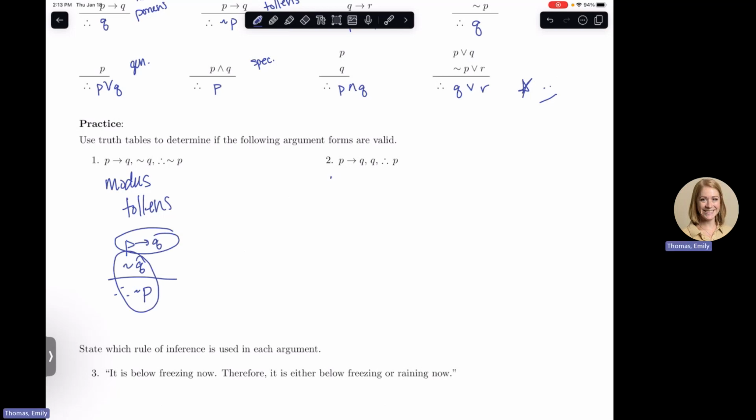Okay. So on this one, the premises here are P implies Q, also Q, that those things imply P. You guys can tell me right now whether or not that's valid, and what is your response? It is not valid, Marina says. Marina, do you know why?